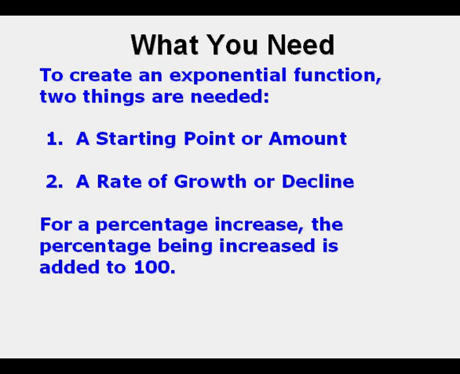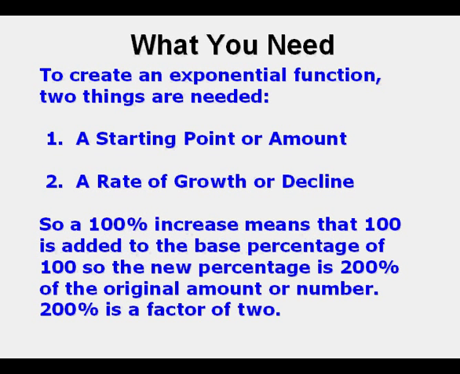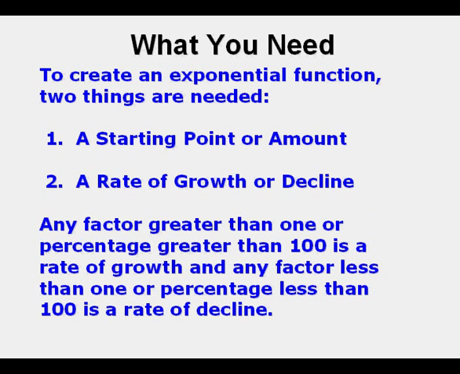For percentage increase, the percentage being increased is added to 100. For example, a 100% increase means that 100 is added to the base percentage of 100, so the new percentage is 200% of the original amount or number, so 200% is a factor of 2. Any factor greater than 1 or percentage greater than 100 is a rate of growth exponential function. Any factor less than 1 or percentage less than 100 is an exponential function with a rate of decline.